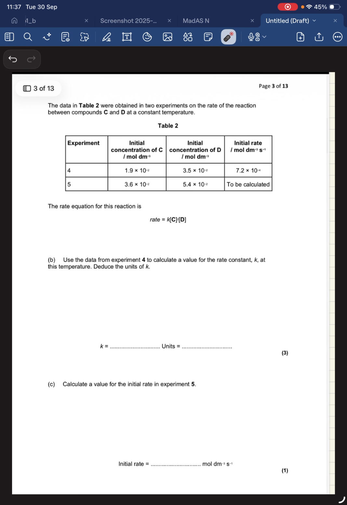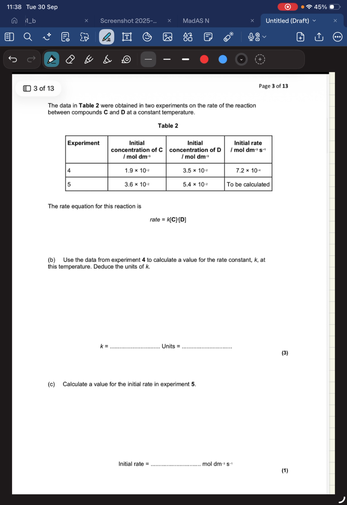So far it's only asking us for what K is. And then after that, it's going to ask us to calculate a value for the initial rate in experiment 5. This is experiment 5, and it's asking us to calculate this. Okay? So first things first, we've got to find out what K is.